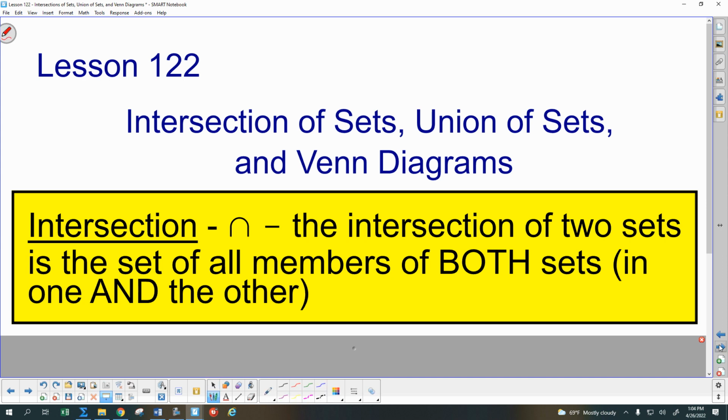Intersection is the overlap of the two sets. And we show it with an upside down U, no tail or anything on that U, just kind of looks like an arch. That means intersection. That's what are all of the things that are in both of those sets. Or if we have three of them, what are the ones that are in all three? Doesn't work if they're in two and not one, they've got to be in all three in that case.